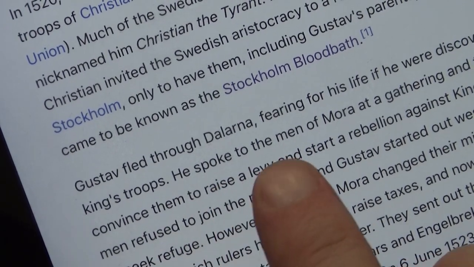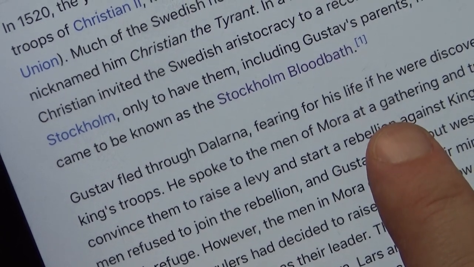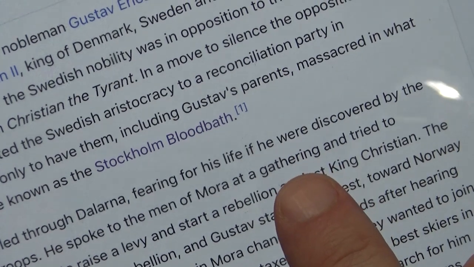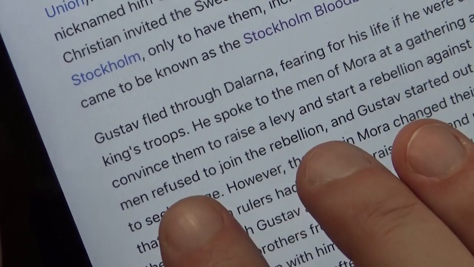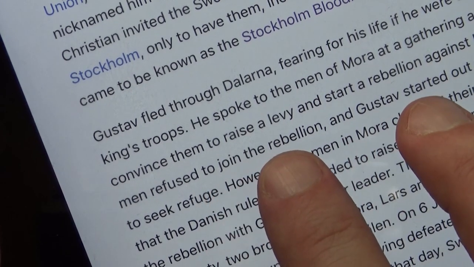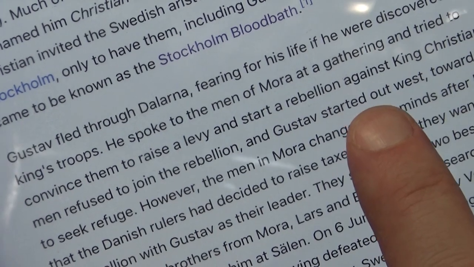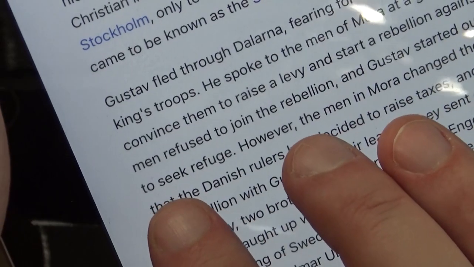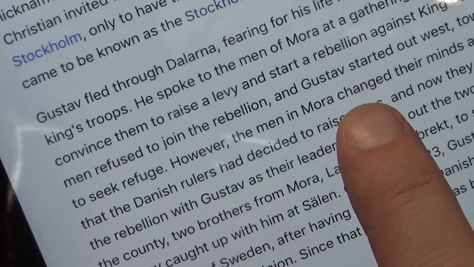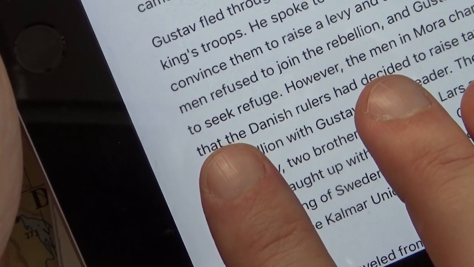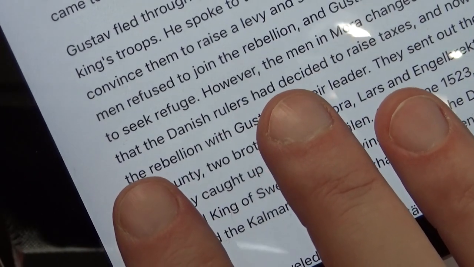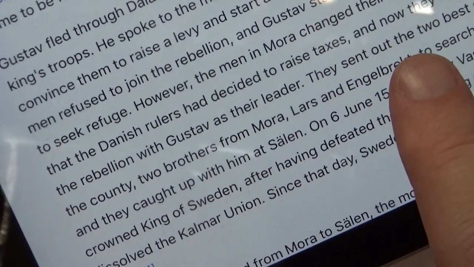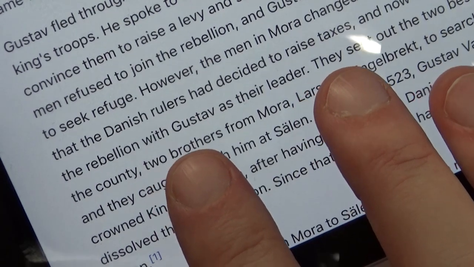Gustav fled through Dalarna, fearing for his life if he were discovered by the king's troops. He spoke to the men of Mora at a gathering and tried to convince them to raise a levy and start a rebellion against King Christian. The men refused to join the rebellion and Gustav started out west toward Norway to seek refuge. However, the men in Mora changed their minds after hearing that the Danish rulers had decided to raise taxes and now they wanted to join the rebellion with Gustav as their leader.